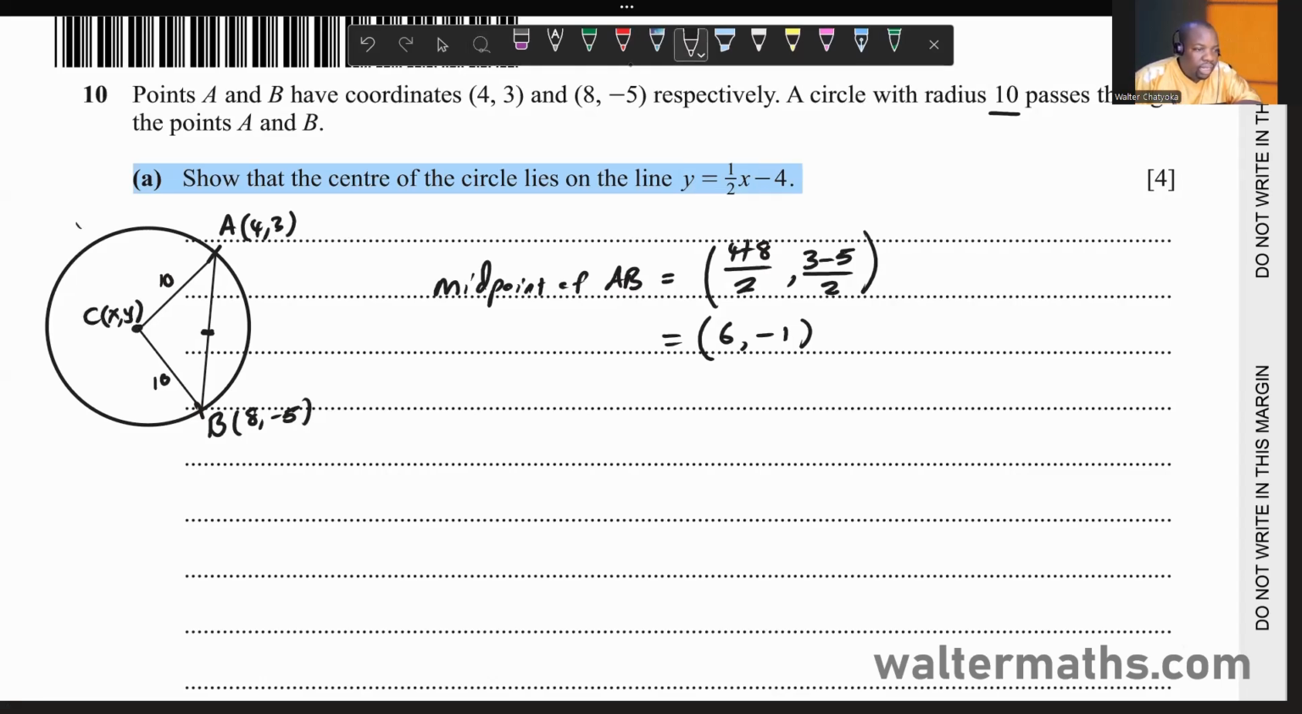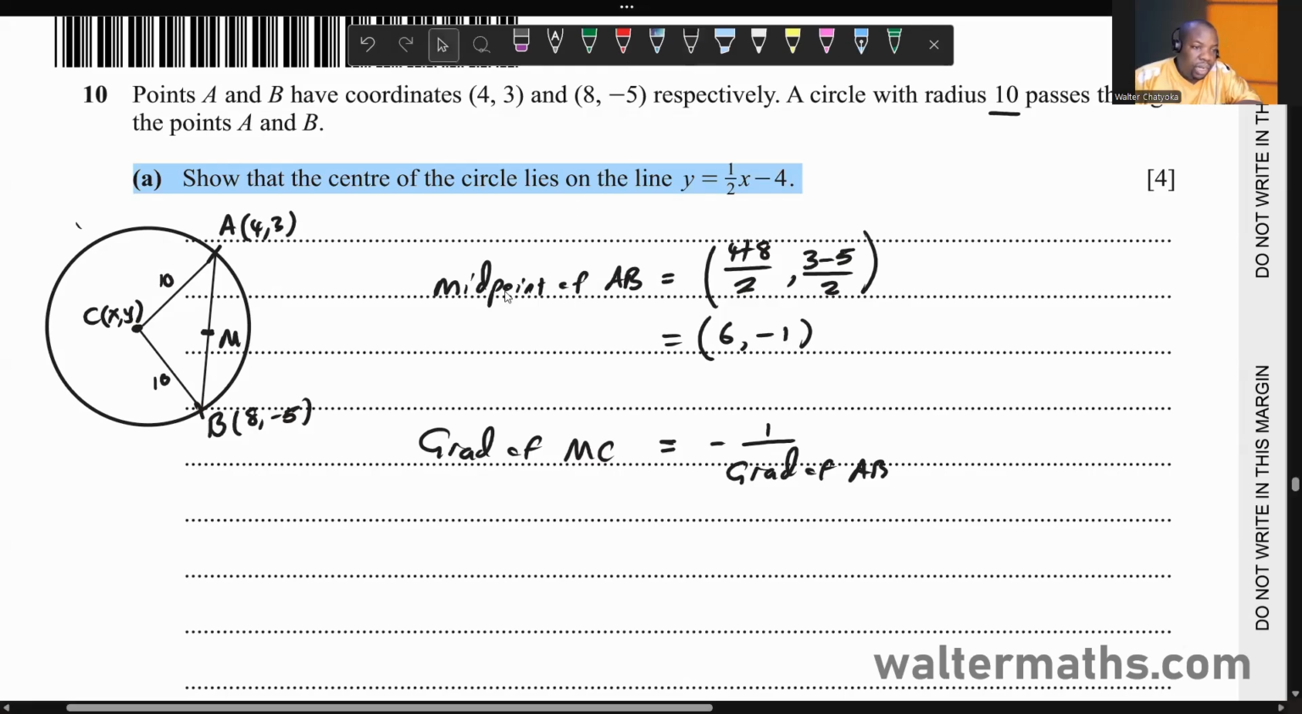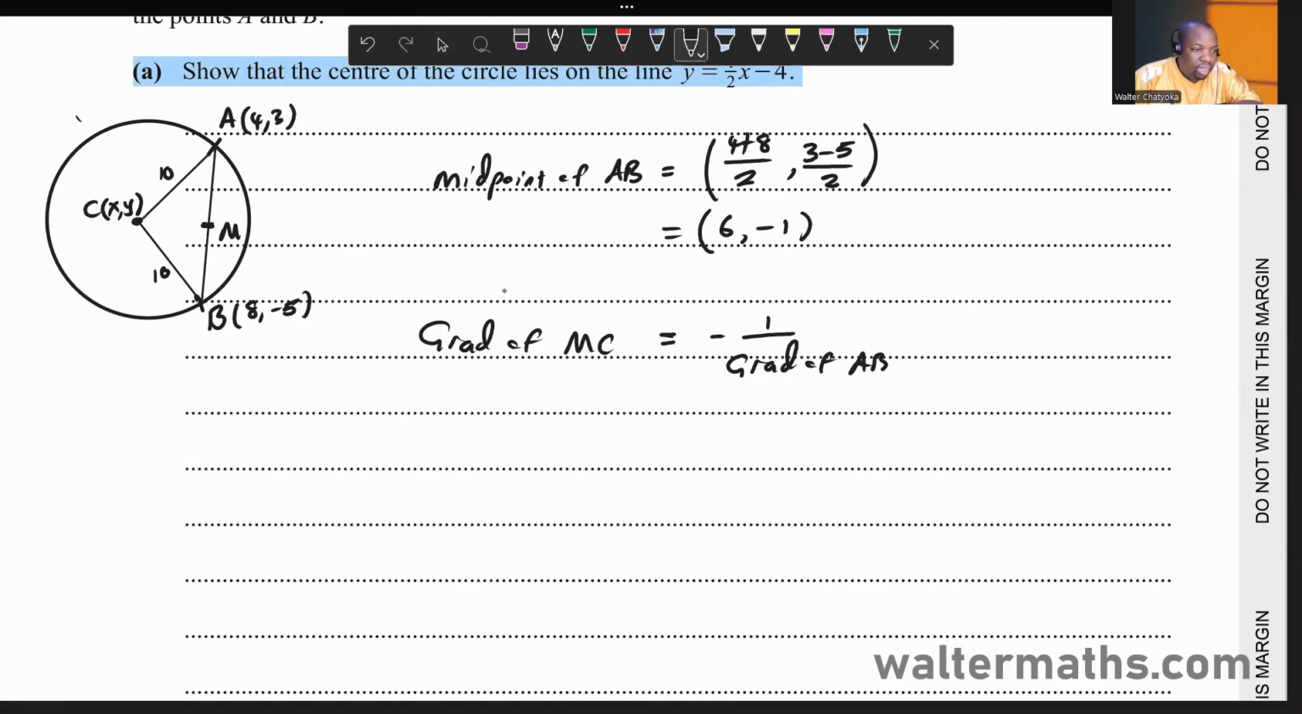So here we can use the fact that, let's say the midpoint was M, the gradient of the line MC should be equal to minus 1 over the gradient of the line AB. So let's see if we can make use of that fact, because it is a fact. AB is a chord, and CM should be perpendicular to it, because M is the midpoint of AB. So the gradient of MC is y minus minus 1, so it's y plus 1 over x minus 6. Here I'm using the coordinates of M, which is the midpoint. And this has to be equal to minus 1 over the gradient of AB.